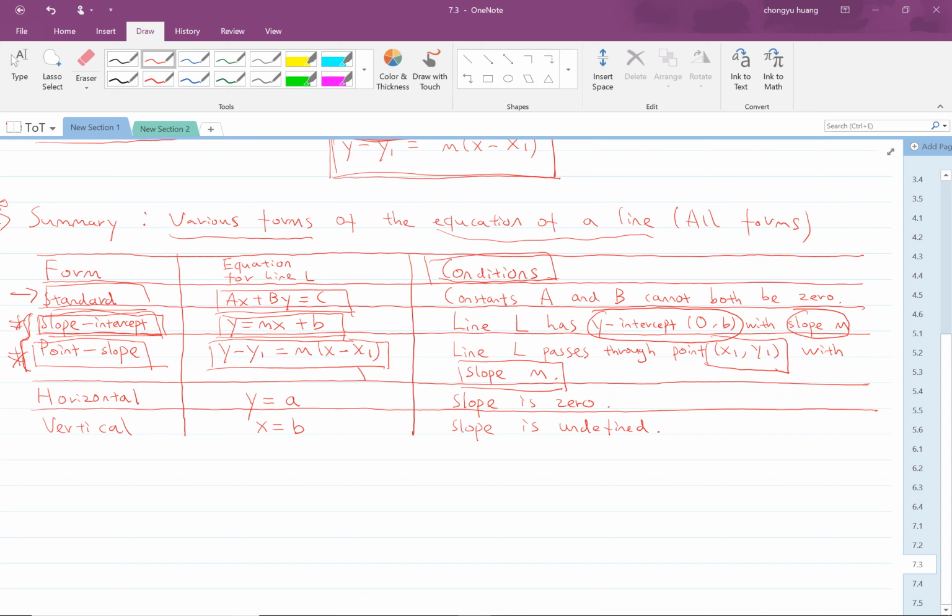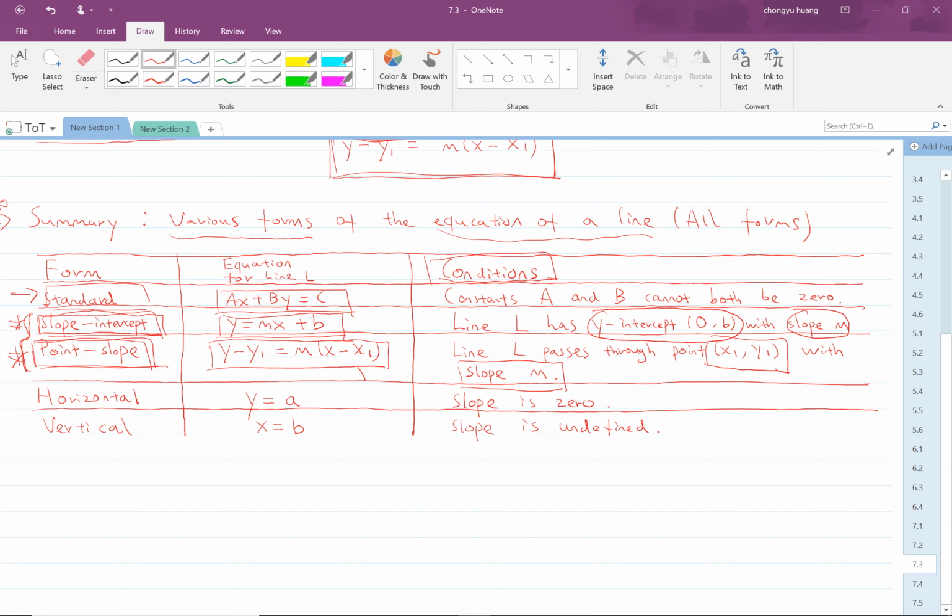Okay, and the same. Now let's talk about the point-slope form. It's the same thing. Wherever you have a point and you have a slope, right?